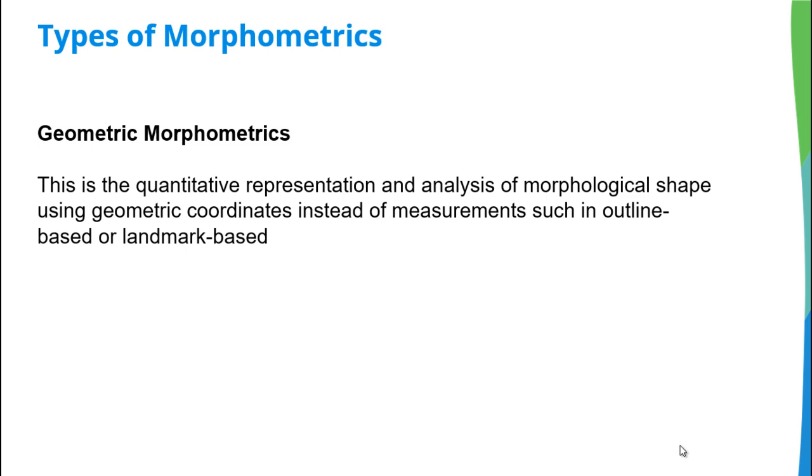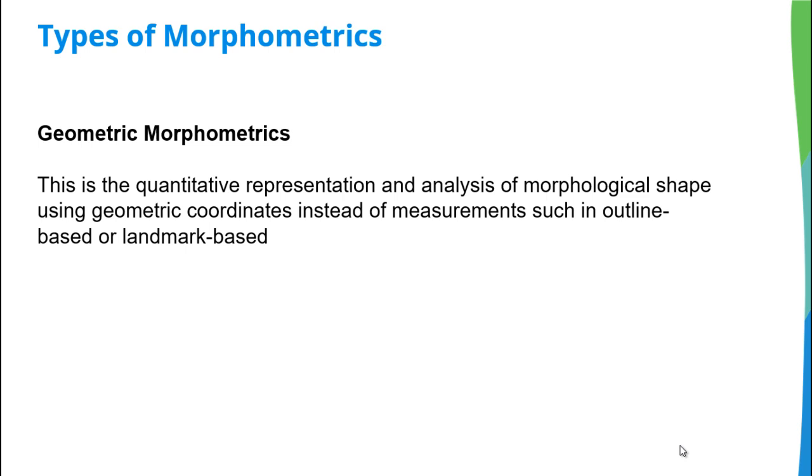Apart from traditional morphometrics, we have geometric morphometrics, which is a quantitative representation and analysis of morphological trait shape using geometric coordinates instead of measurements. It could be outline based or landmark based. The outline based involves summarizing the shape of open or closed curves, such as the perimeter and so on, typically without any fixed landmarks.